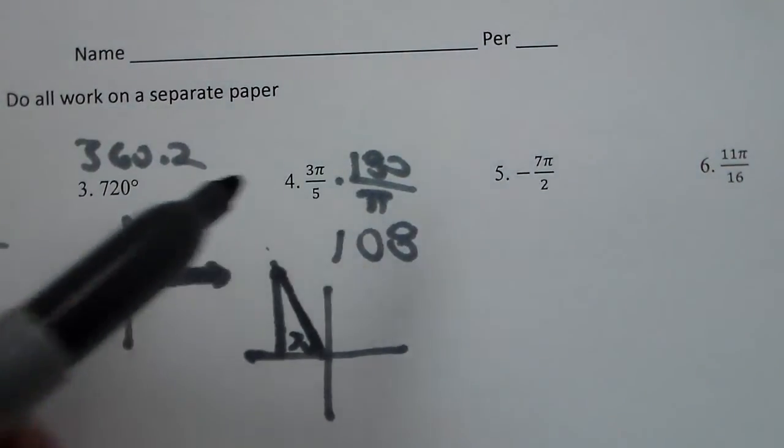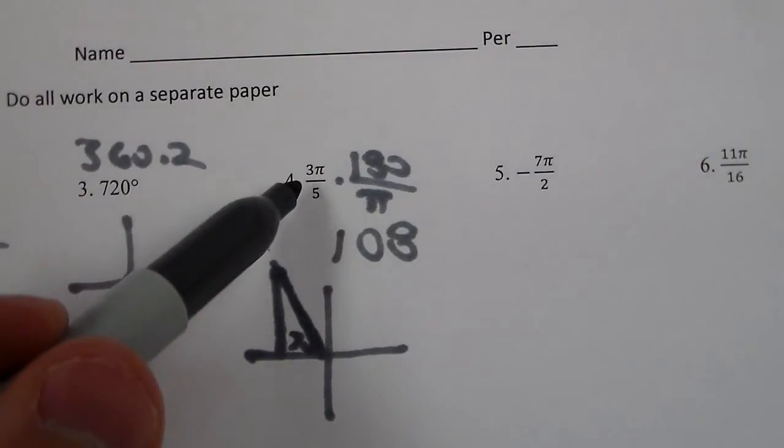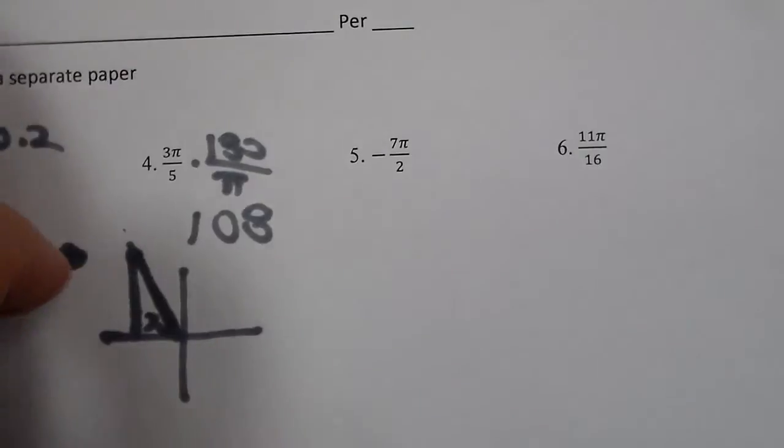You could also look at that and say, well, 3 pi over 5 is less than pi. It's less than 1 whole, 3/5, but it's past halfway, so it's going to be in quadrant 2.